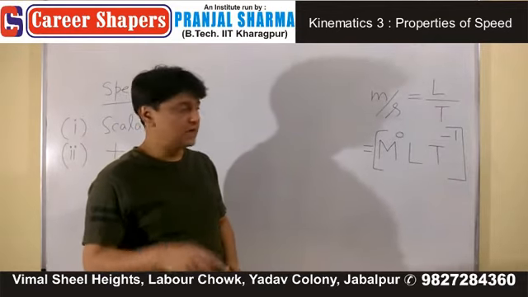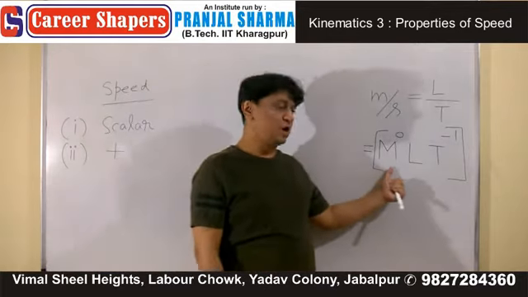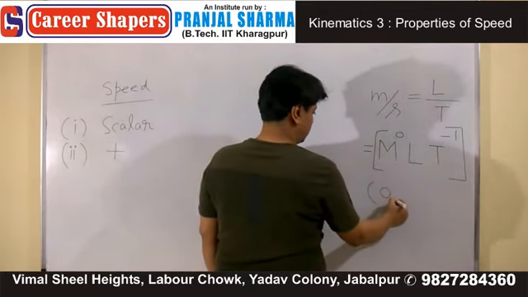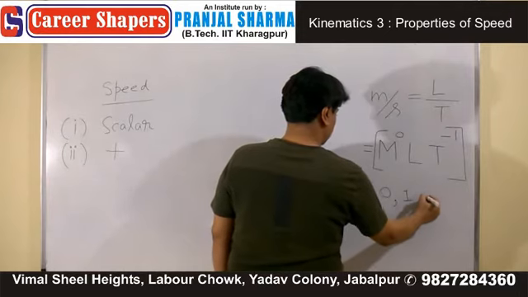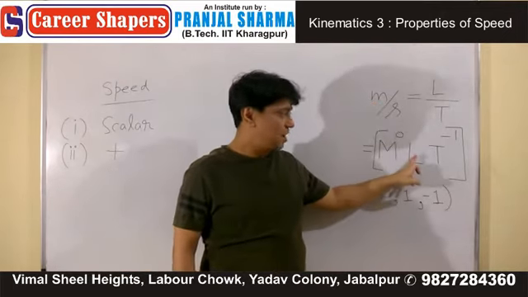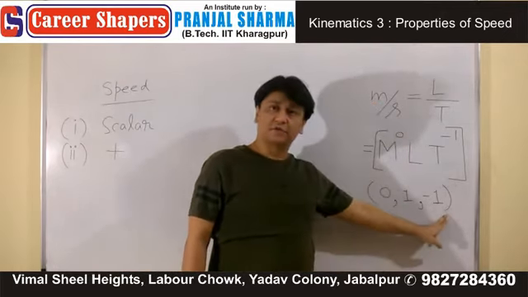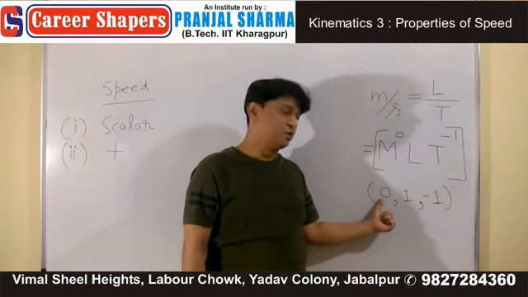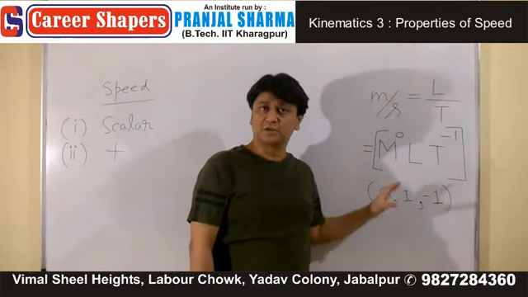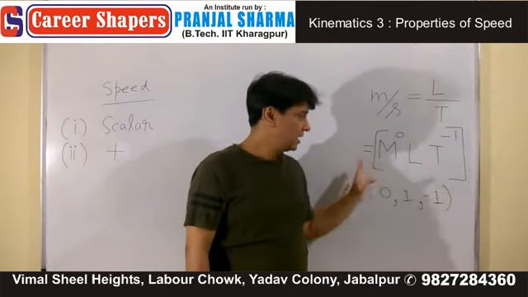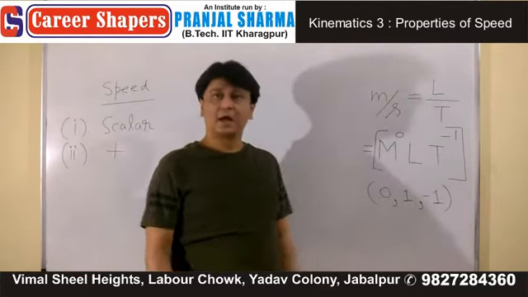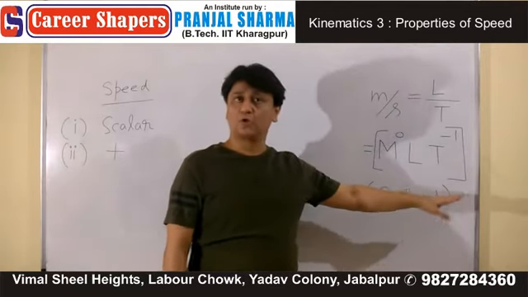Now continue with the last property. The dimensional formula is this, and its dimensions are these powers. What is the power of L? 1. When you write like this, inside small brackets, 0, it means there is no mass. Length is 1. Time is minus 1. These numbers are called simply what? Dimensions in the dimensional formula. The dimensional formula of speed is this, and its dimensions are 0, 1, minus 1.